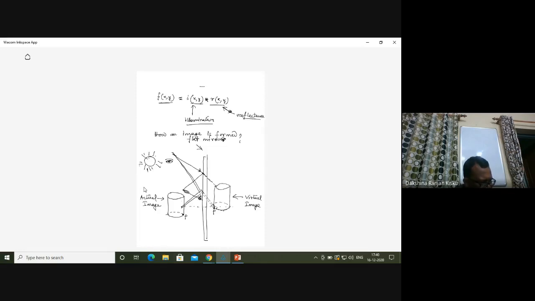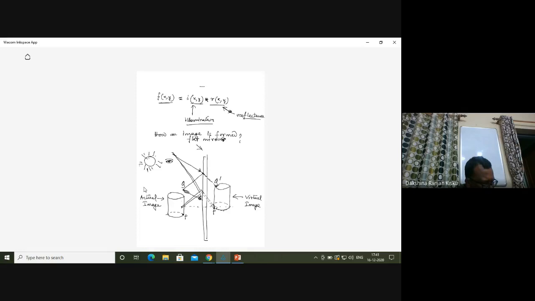That means if we consider there is a similar object present at the back of the flat mirror, then our eyes will think that the light source is coming from the back of the object. But this is not the actual case. So if we consider this is the point Q from where the ray is emitted, then reflected by this flat mirror and reaches our eyes, then we will consider this point as Q dash.